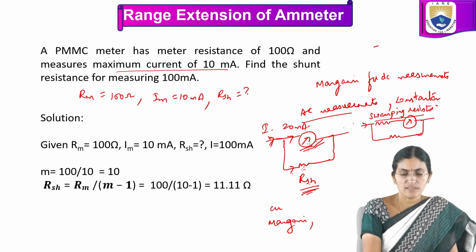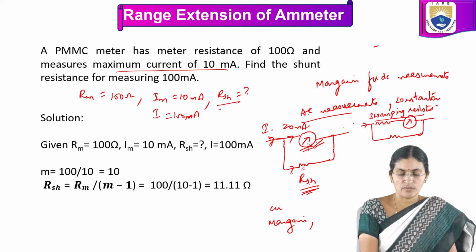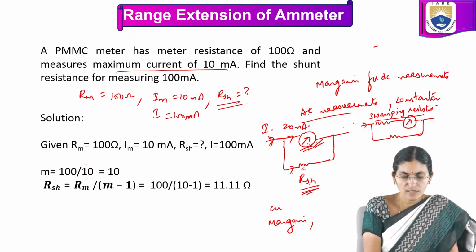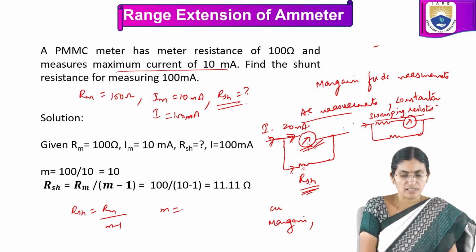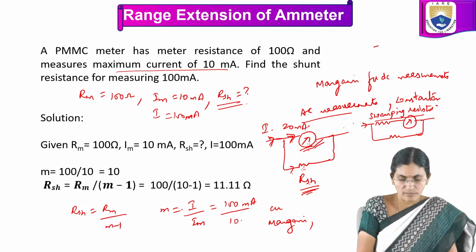So actually this is the full scale current or meter current, 10 milliamperes. We need to extend its range to 100 milliamperes. So we have to find out the value of the shunt resistance. According to the formula, we have RSH is equal to Rm by M minus 1, where M is the multiplying factor or multiplying power, which we define as I by Im, where I is the total current, 100 milliamperes, and Im is 10 milliamperes. So M is equal to 10.